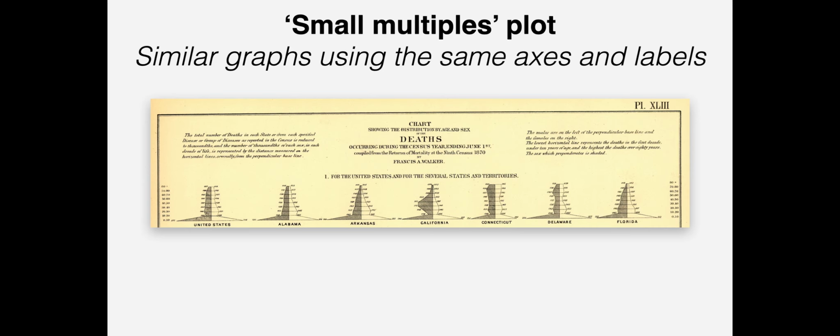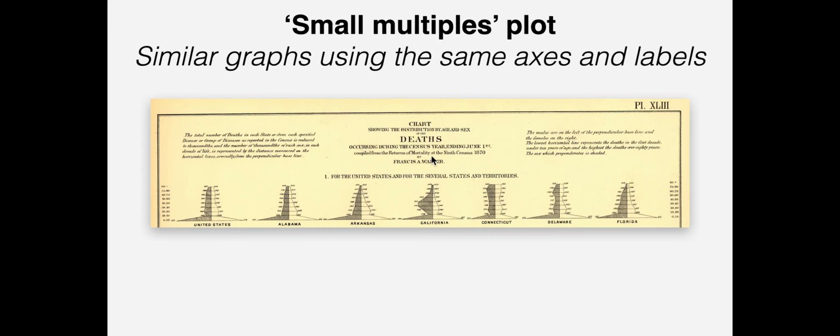The concept of small multiples is really simple. You produce similar graphs using the same axes and labels. This allows you to make the graph itself very small and make many of them, because the axes and labels are all the same. There's only one thing changing. This is also sometimes called faceting, but for a principal component analysis, this becomes a really useful way to explore the relationship between your sample metadata and the principal components.